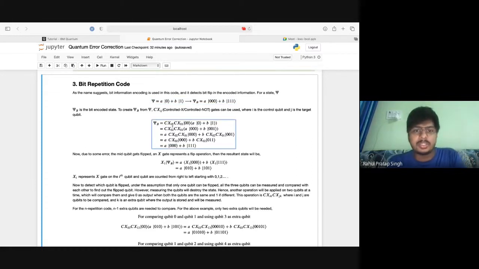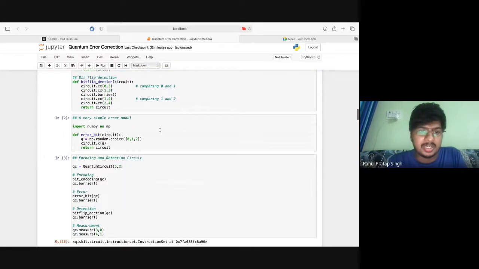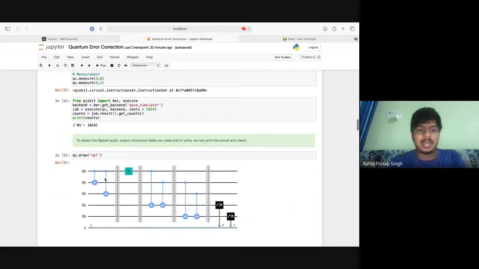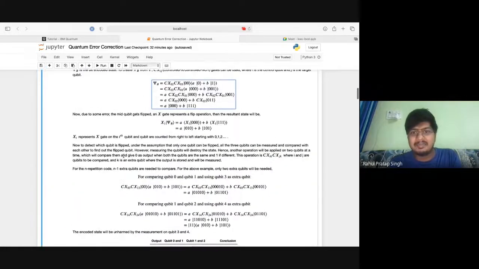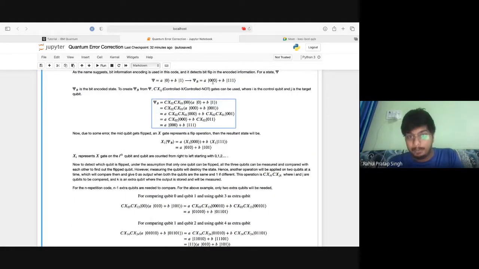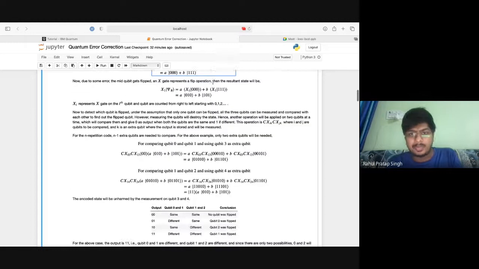The no-cloning theorem says that you can't copy arbitrary states, only states which are orthogonal to each other. So that's what is done here. These two CNOTs are basically creating the states A, 000, and B, 111.